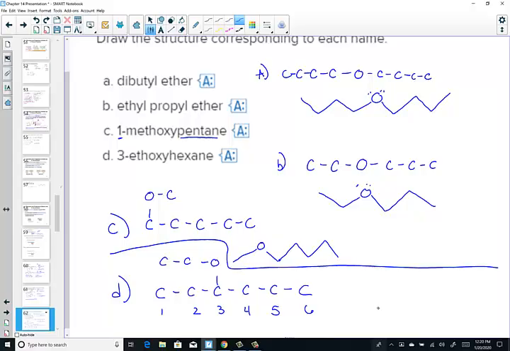separated. So 1, 2, 3, 4, 5, 6 carbons in a line structure. Off of carbon 3, you see that that's leading to an oxygen, which is then coming out with 2 more carbons, 1, 2. At carbon 3, there's the ether linkage, ethoxy. Cool. We're doing great.